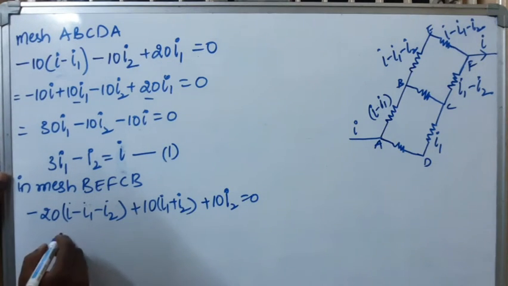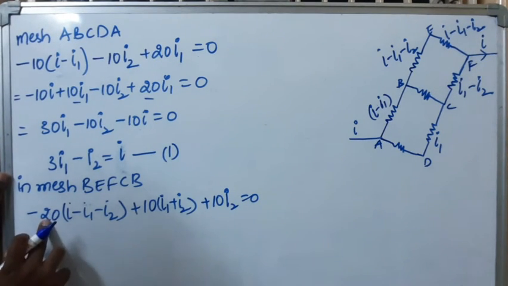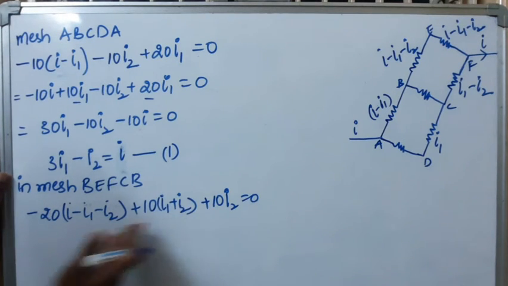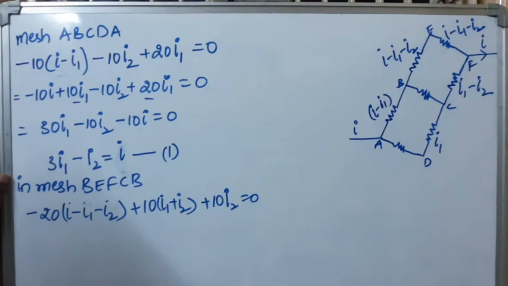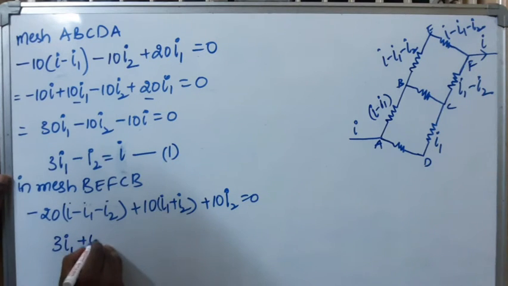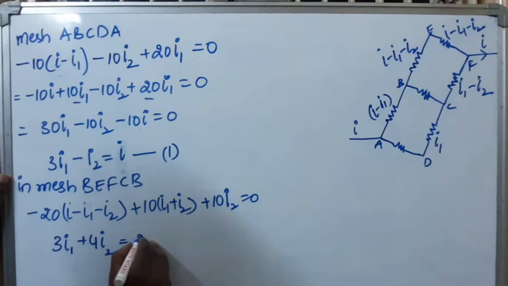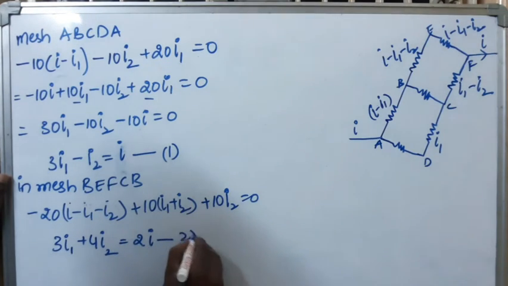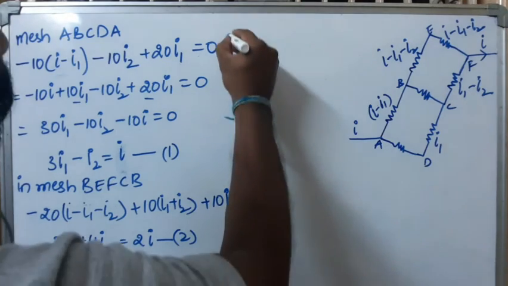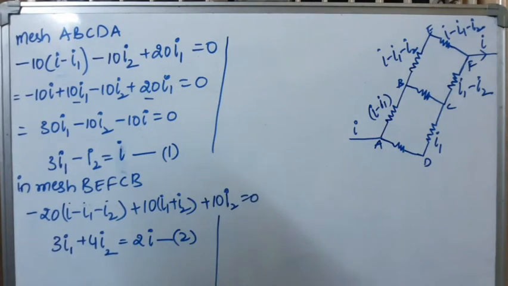So on solving this, multiply 20 with this part and 10 with this, and 10. Otherwise you can take 10 as common and it will be equal to 0. So we will get 3i1 plus 4i2 is equal to 2i. This is equation 2. So now solving equation 1 and equation 2.